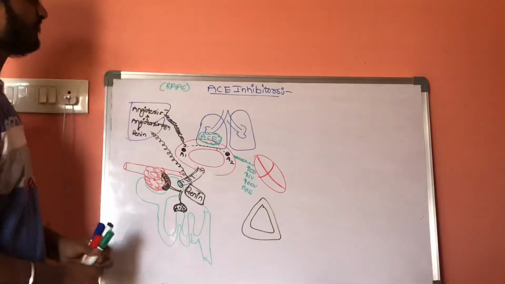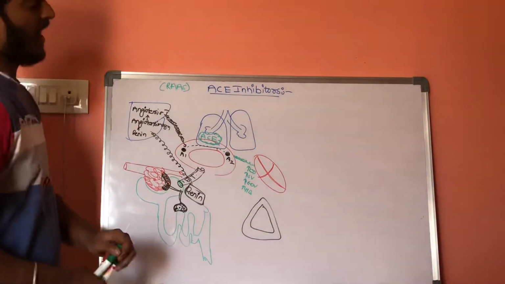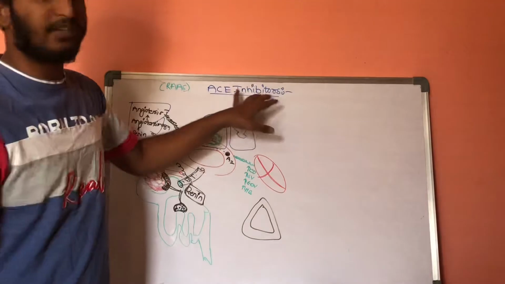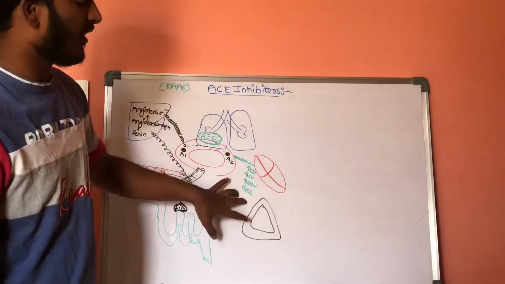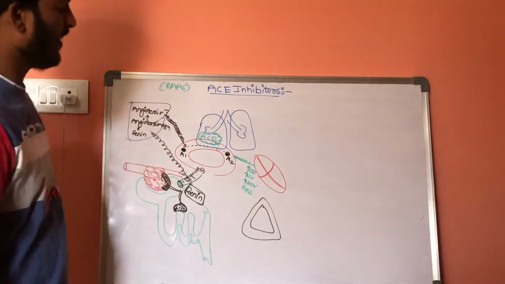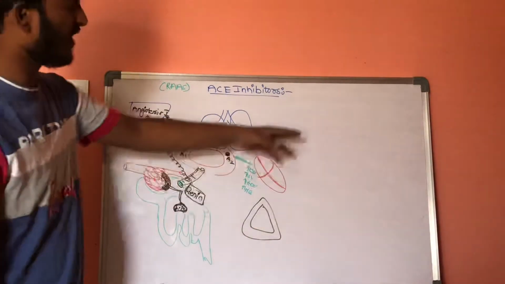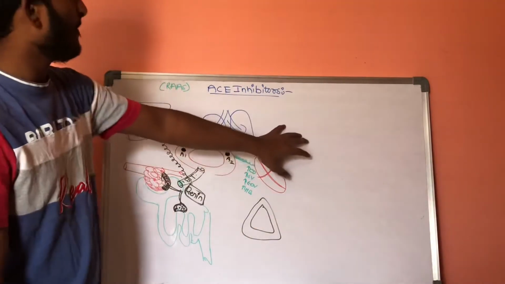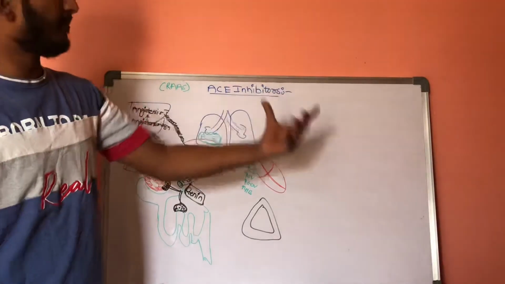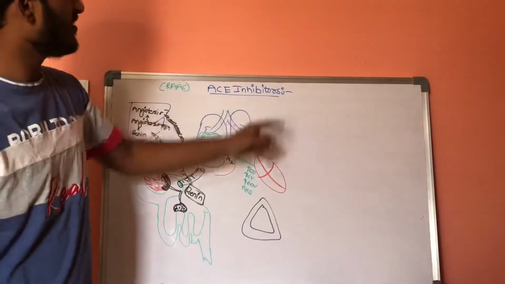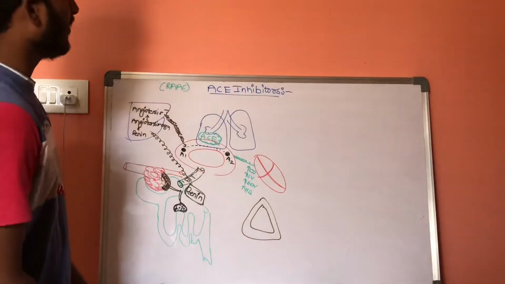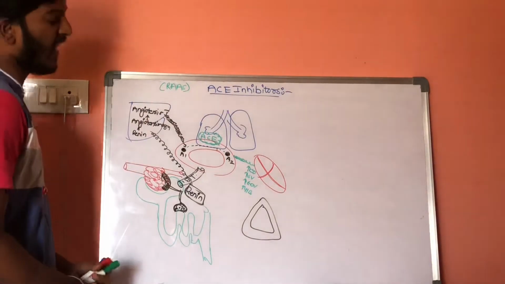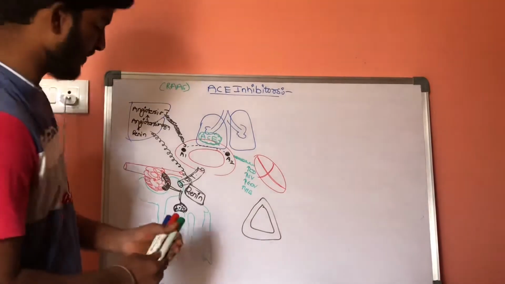Now, angiotensin inhibitors are used for congestive cardiac failure. If there is high risk of congestive cardiac failure, that is, if a person is suffering from tachycardia, then angiotensin converting enzyme inhibitors will be given. Now, why are these angiotensin converting enzyme inhibitors given?